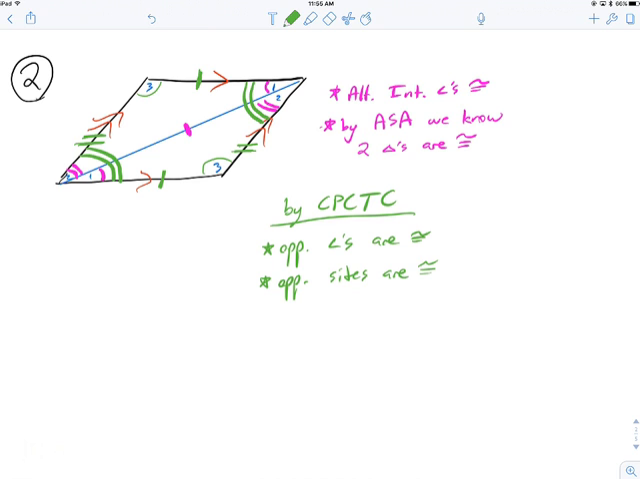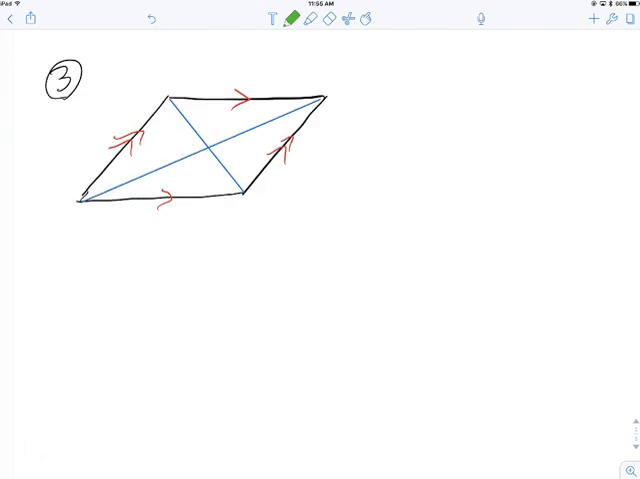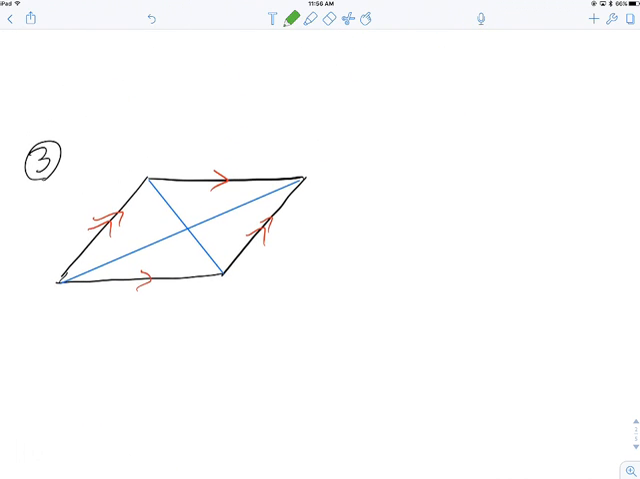Okay, so let's use one last diagonal here and see that if we cut it both ways across the middle, we could see that again, using alternate interior angles, we could get that this one and this one are congruent, this one and this one are congruent. We know that.